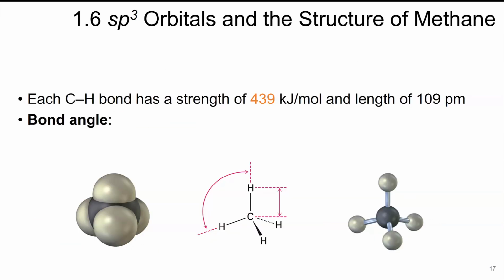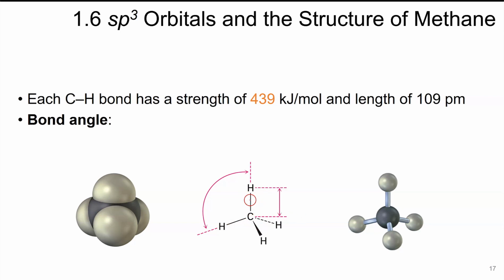So the sp3 orbitals have a carbon overlap with 1 s orbital and 4 H orbitals that are identical. So each CH bond has a strength of 439 kilojoules per mole and a length of 109 picometers. This is the model of CH4. This is the space filling. This is the Kekulé structure. And then we have the ball and stick one here. So this carbon has bonds that are equal for each of these CH bonds.